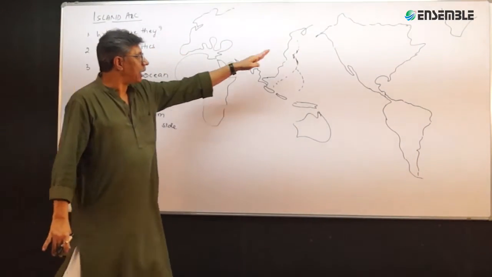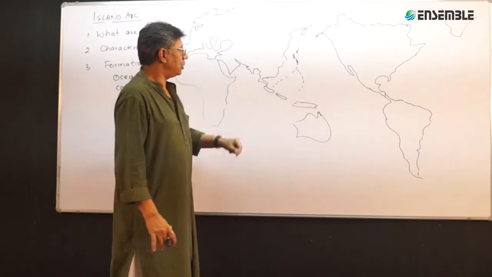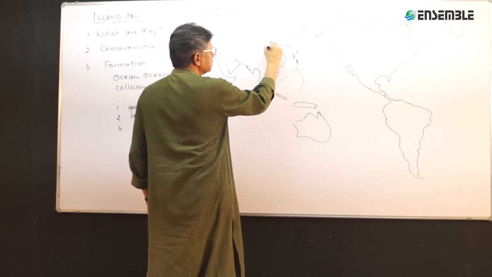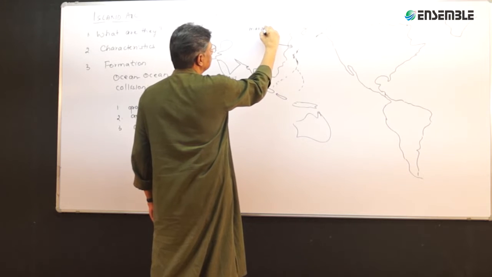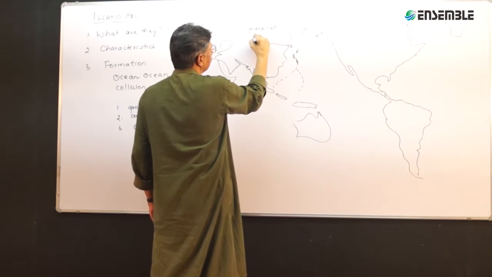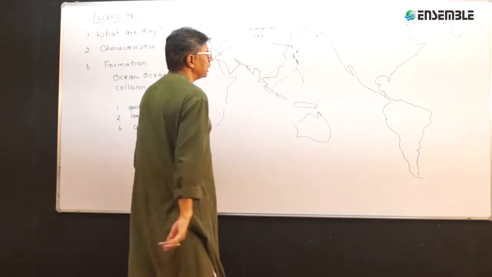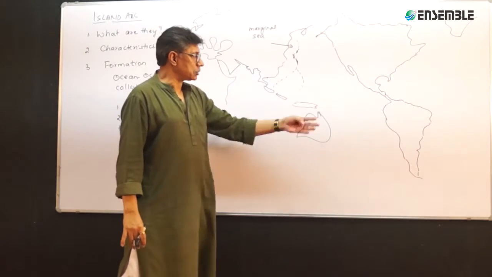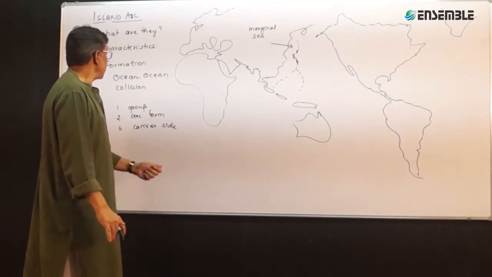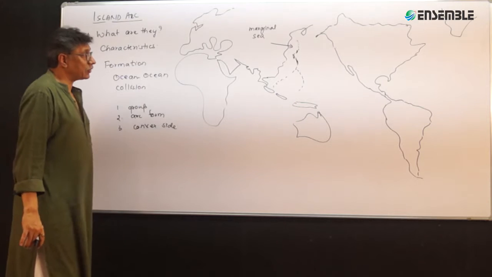On one side of the island arc lies a marginal sea. This is the one side where you're going to have the marginal sea. On the other side is, of course, the ocean basin in this case. That is the other characteristic.